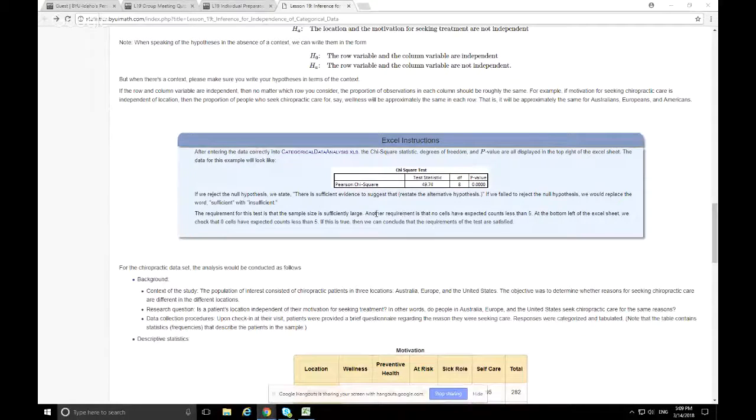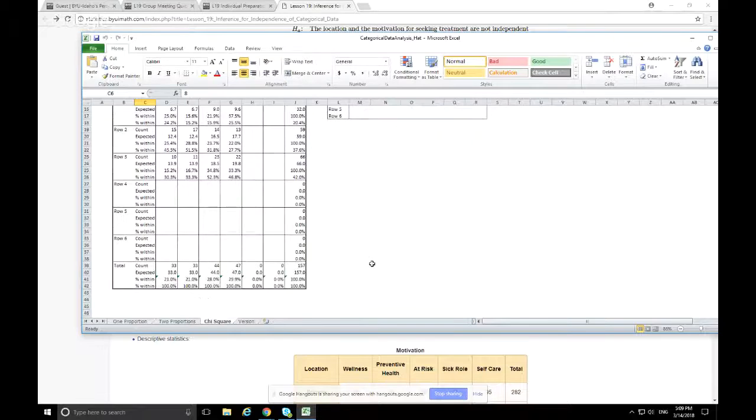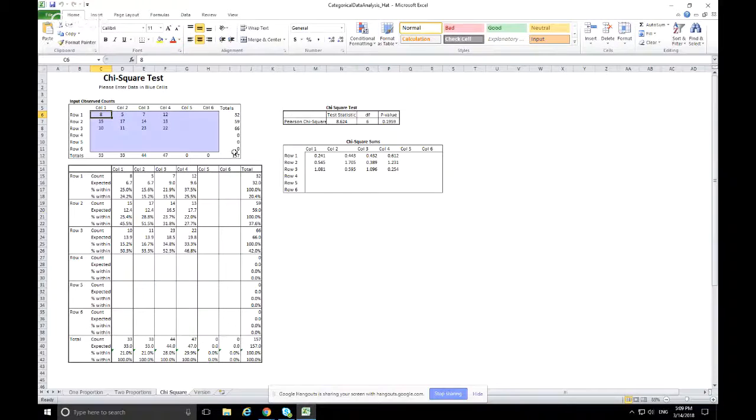Yeah. Okay, so right here where it says another requirement is that no cells have expected counts less than 5. And it says at the bottom left of the Excel sheet, we check that 0 cells have expected counts less than 5. Okay, so where is that at? Is that the sample size is sufficiently large? Another requirement is that no cells have expected counts less than 5. Oh, is it this here? And is this the bottom? No, wait, that's bottom right, for the chi-squared, right? Chi-squared, however you say it.